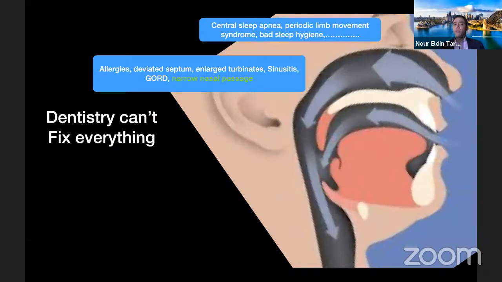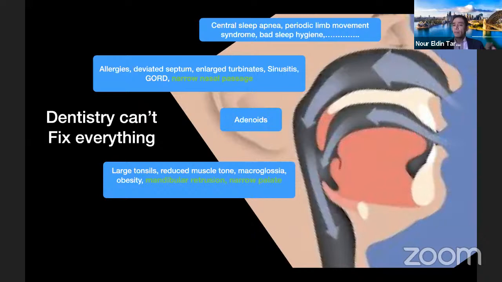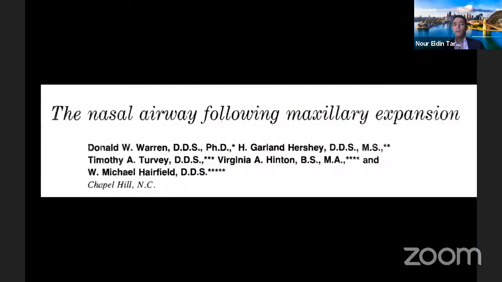And then when we're looking at the upper airway, like in the nose, well, you know, there could be allergies, could be deviated septum, enlarged turbinates, sinusitis, gastroesophageal reflux. Yes, we can help with one aspect, which is the narrow nasal passage. Then you've got the adenoids. Orthodontics can't fix that. And then going back further down, again, there's very little we can do aside from mandibular retrusion and narrow palate.